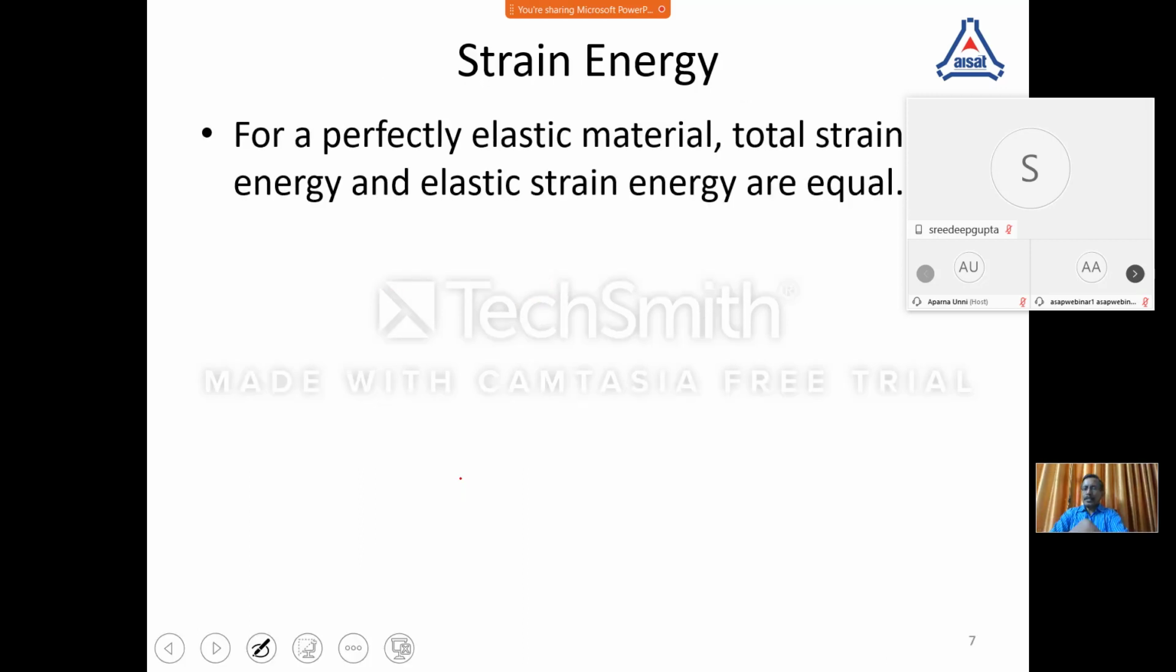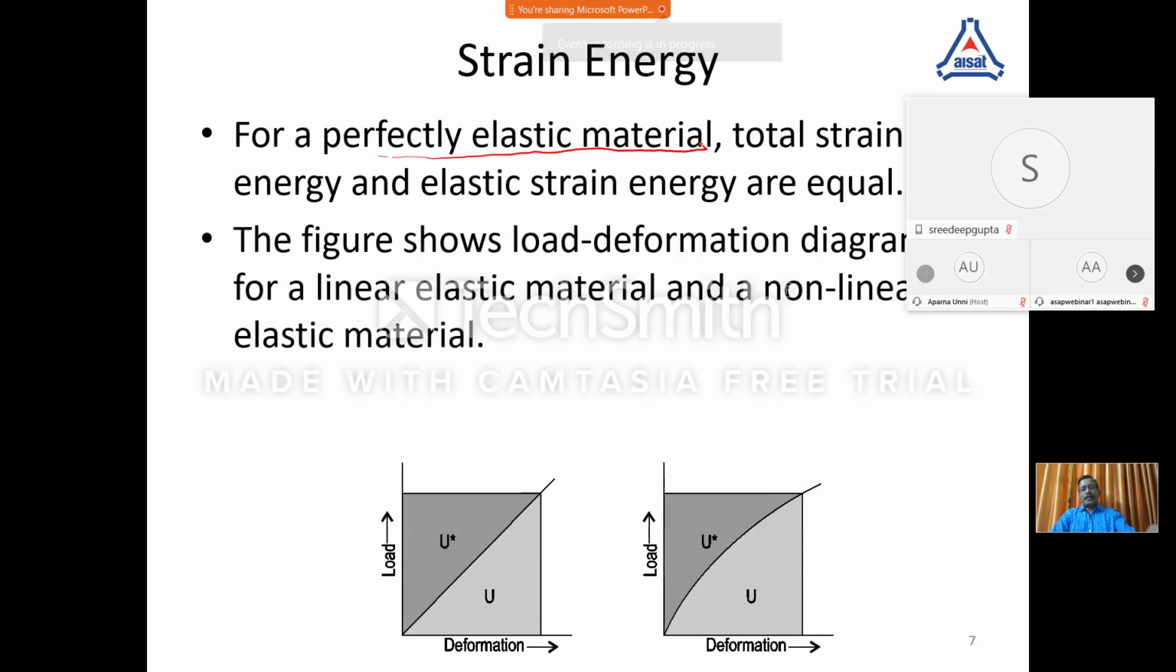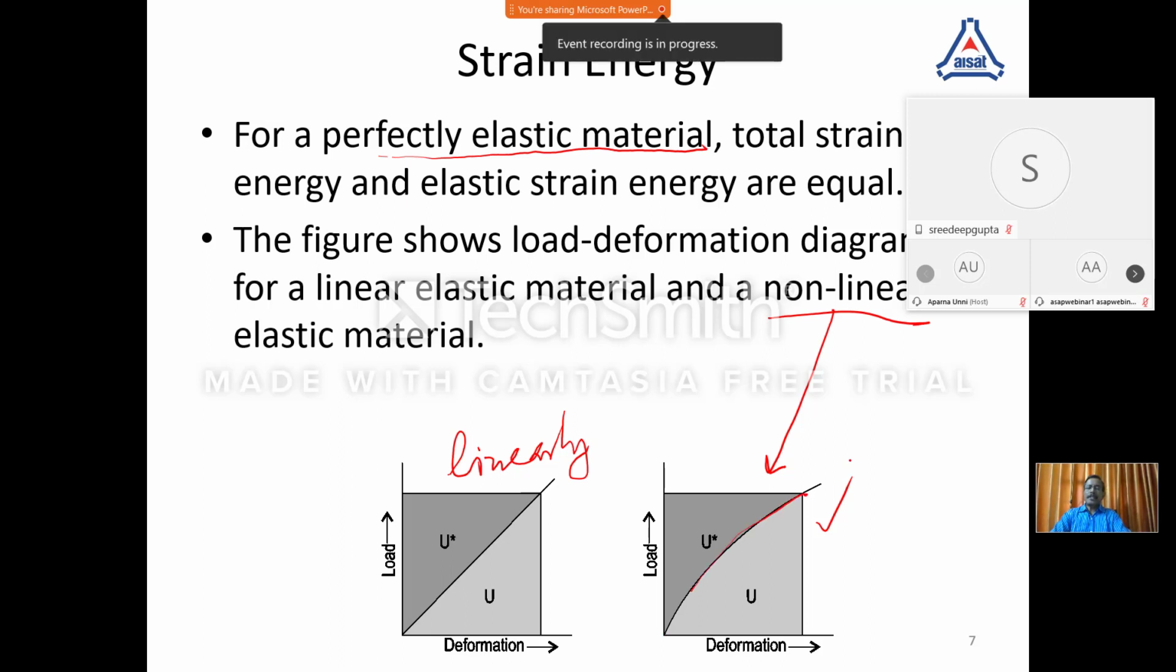That material is called perfectly elastic, and again it can be linearly elastic. This is the load deformation diagram for a linearly elastic material, and this is for a non-linear elastic material. That means the curve is not linear. It is not a straight line. It has a curvature. A non-linear behavior is observed. In both these cases, we can say the material is perfectly elastic. There is no plastic deformation, or we are considering only the elastic part of the deformation.